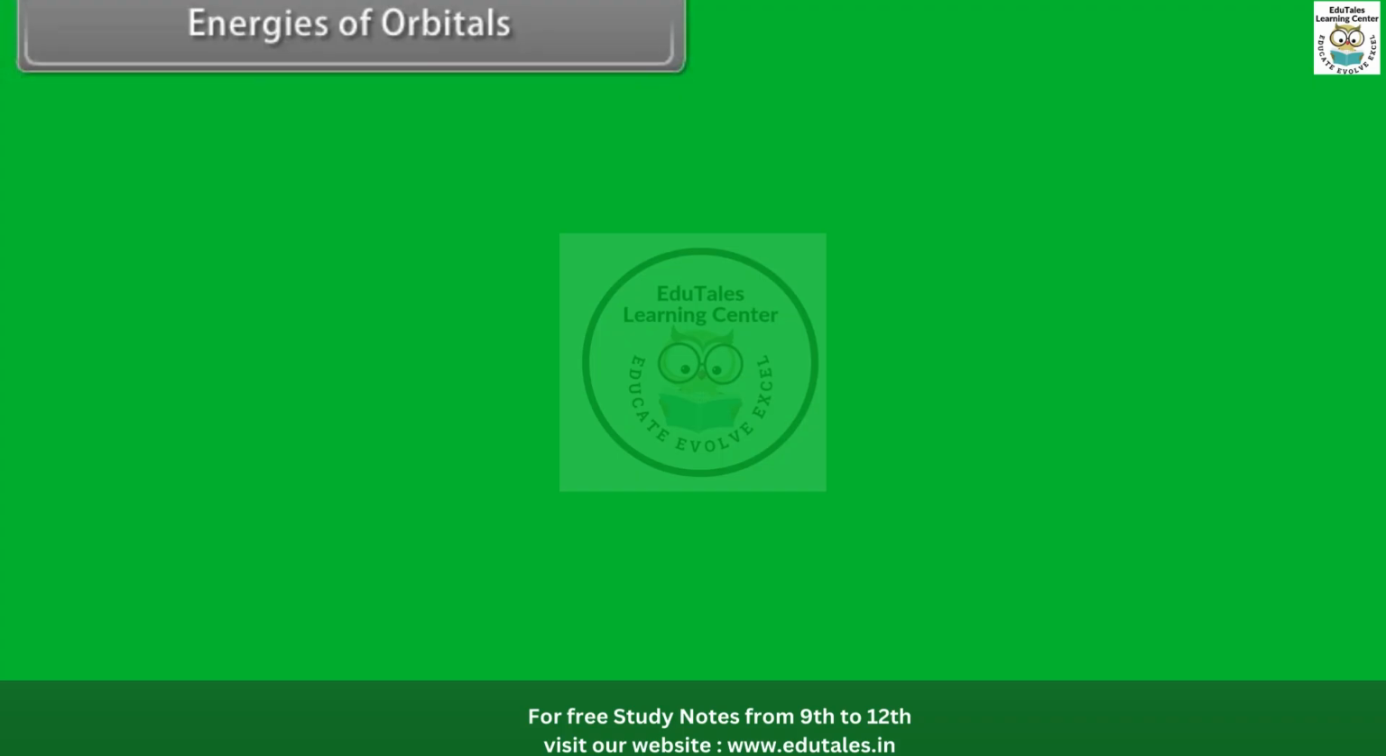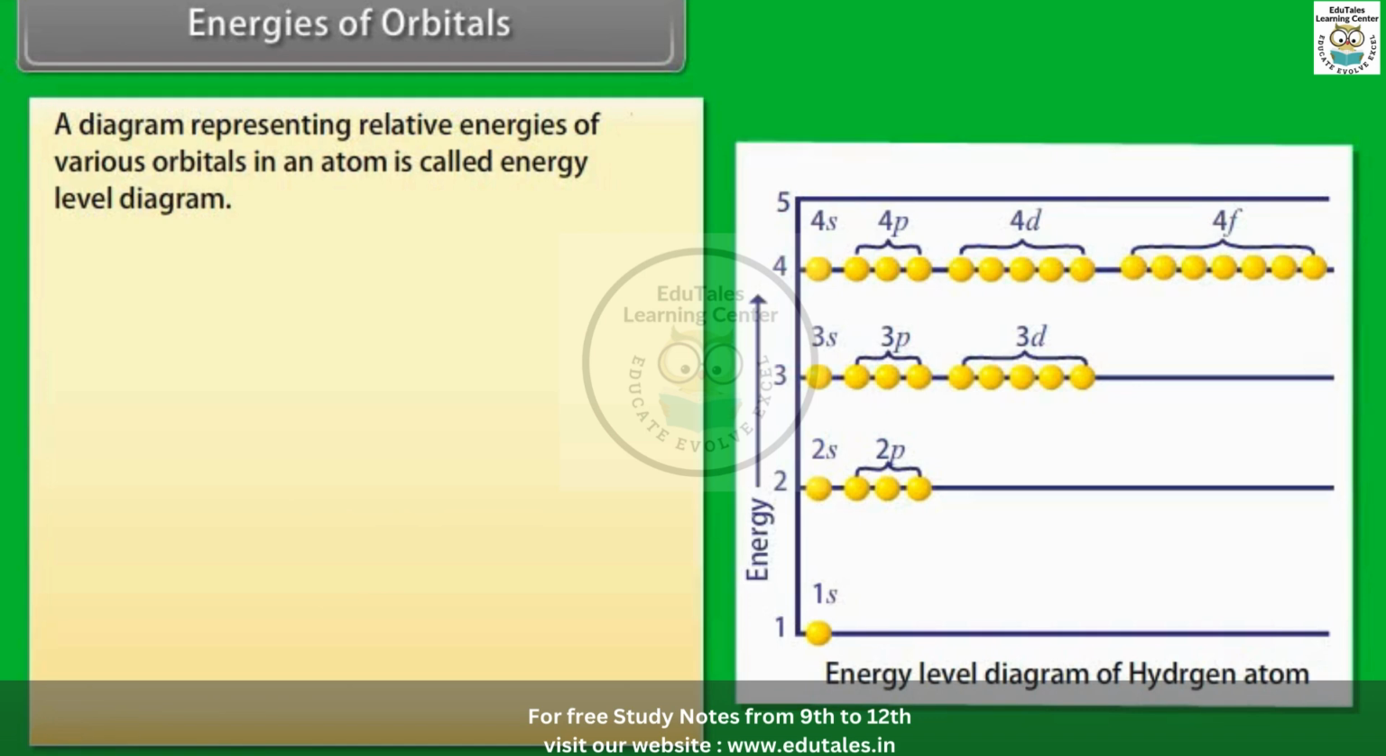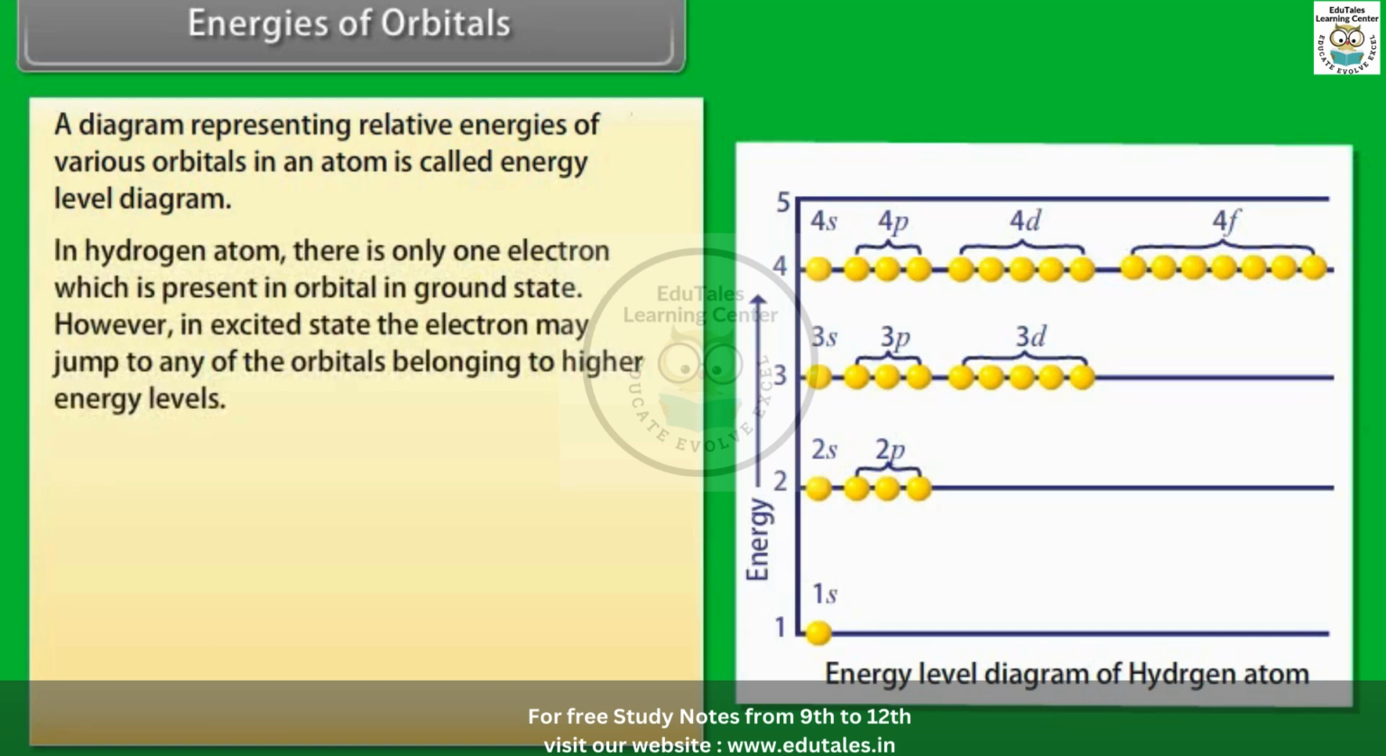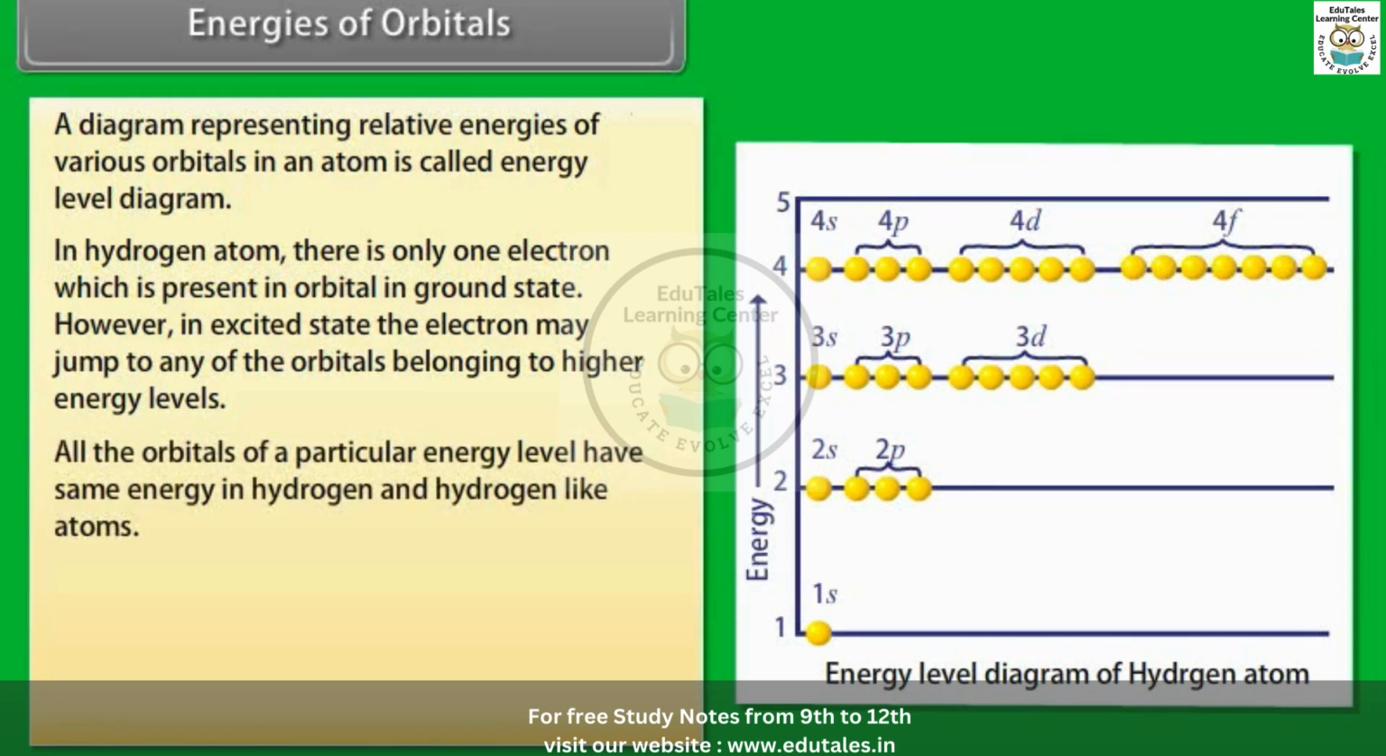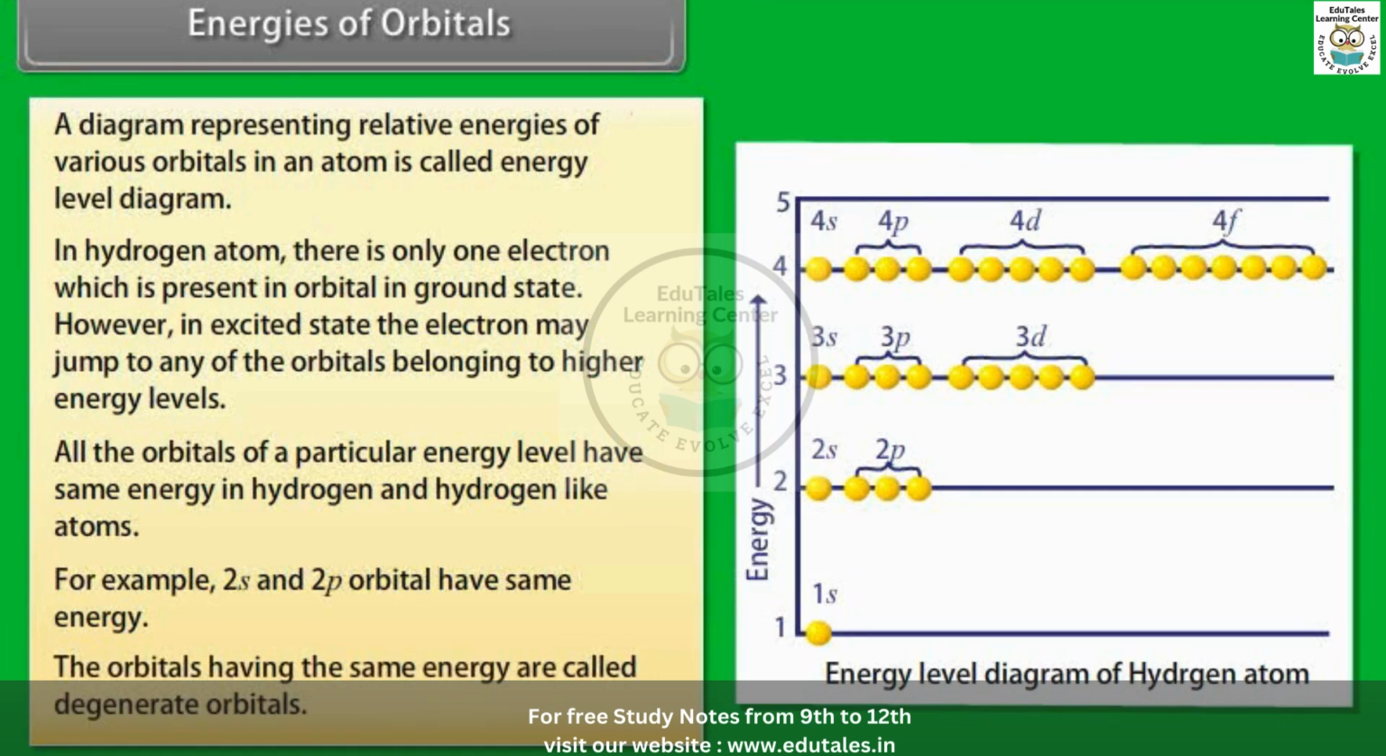Energies of orbitals. A diagram representing relative energies of various orbitals in an atom is called an energy level diagram. In a hydrogen atom, there is only one electron which is present in the 1s orbital in the ground state. However, in the excited state, the electron may jump to any of the orbitals belonging to higher energy levels. All the orbitals of a particular energy level have the same energy in hydrogen and hydrogen-like atoms. For example, 2s and 2p orbitals have the same energy. The orbitals having the same energy are called degenerate orbitals.